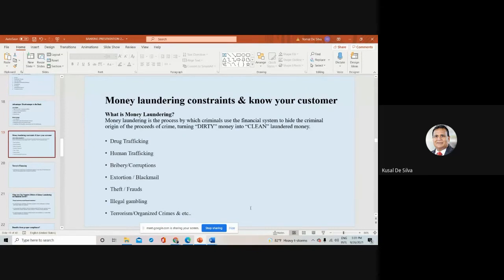So money laundering, constraints, and know your customer is one of the key areas that you should know for your future banking. Otherwise, you will probably get into a lot of issues. A lot of people try to do money laundering, and if you don't know about the customer background, that will also lead to a major problem in your future dealing. What is money laundering?